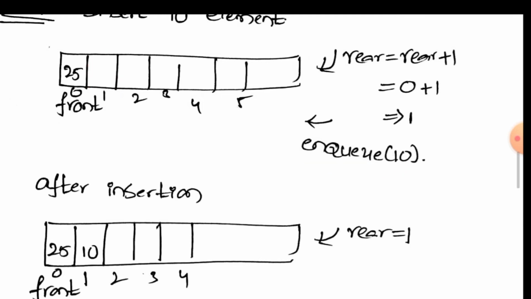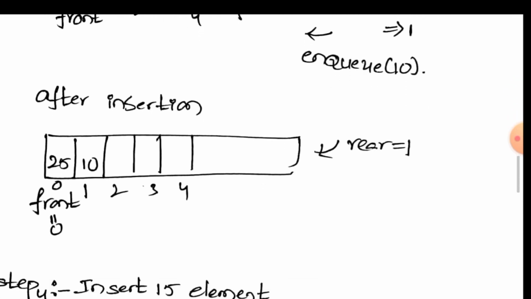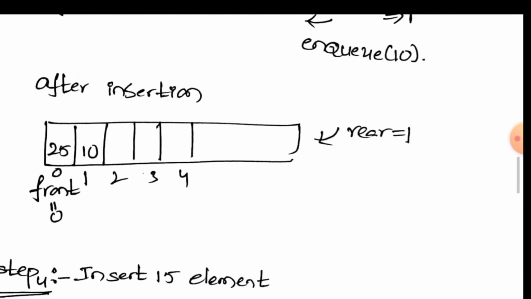So here after insertion the queue will be like this. In the 0 location 25 is there, and at 1 location 10 value is there. Now the rear position is equal to 1. Next we are going to insert the next element in the queue, that is 15.